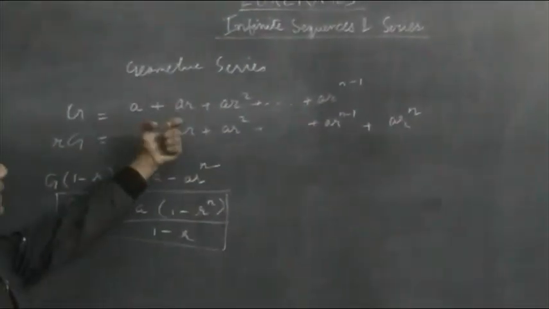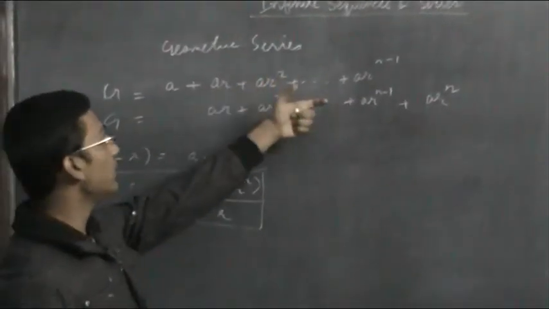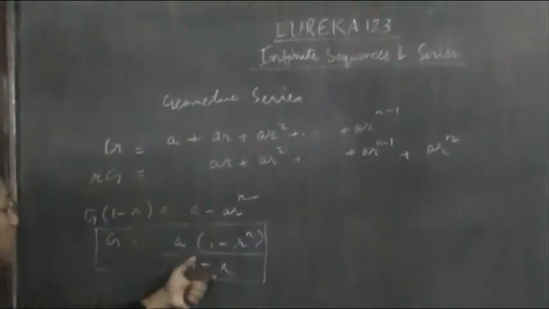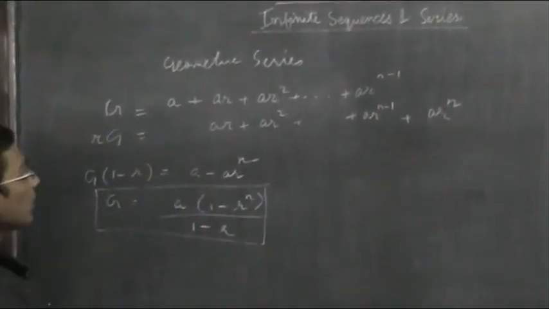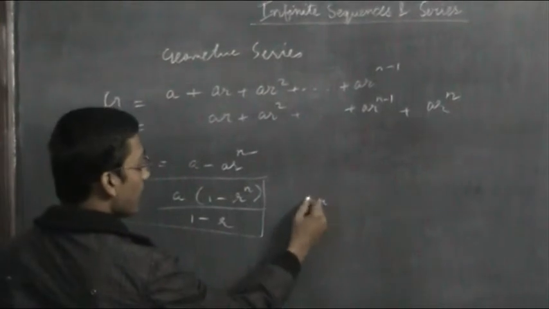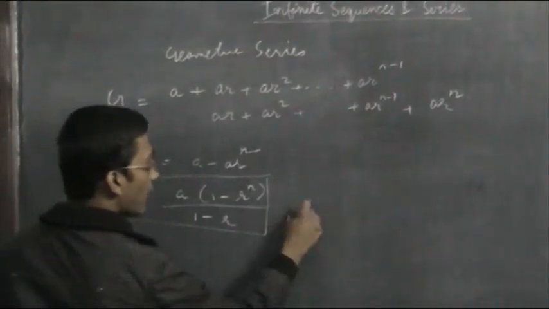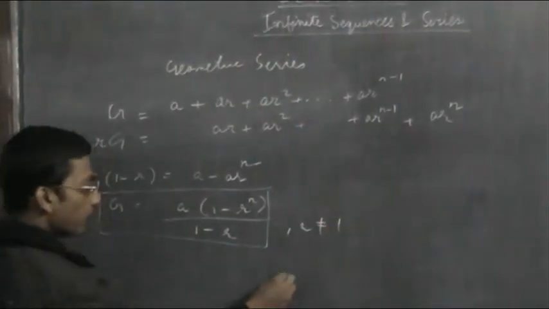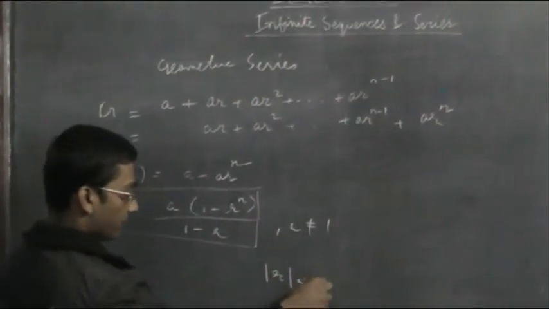This is the geometric series, and the sum of the series itself is the sum of all the terms. Therefore, what we get is G equals this. Now, what if R is lying between here? R can't be 1. Now, what if mod of R is less than 1?